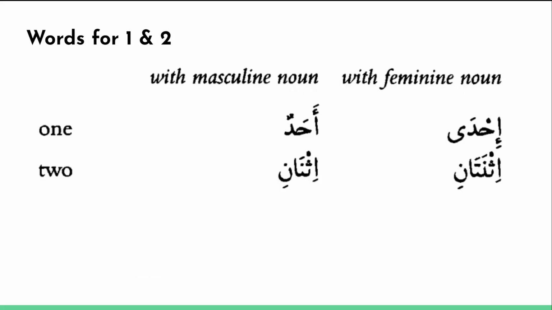Let's start with the words 1 and 2. The words in Arabic for 1 and 2 are ahadun for 1 and ithnan for 2. Now that's if you're describing a masculine noun. With a feminine noun, you have to use ihda for 1 and ithnatan for 2. Notice ahadun becomes ihda, ithnan becomes ithnatan.